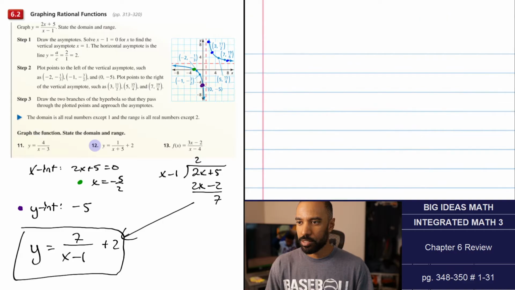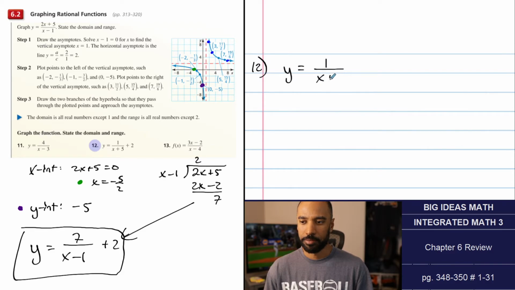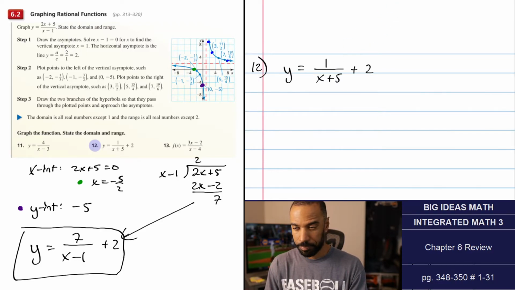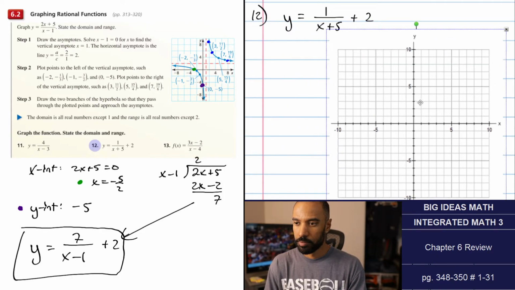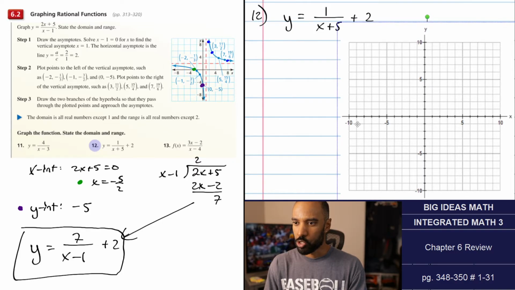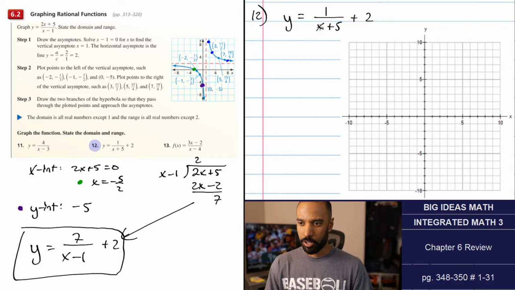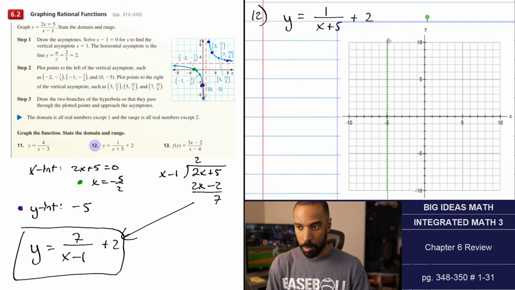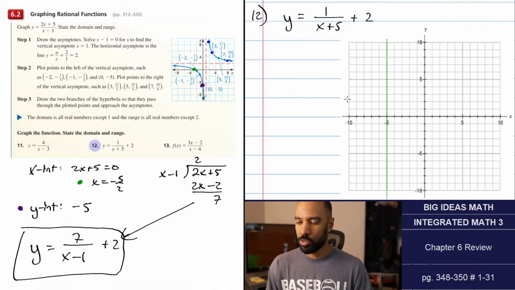Okay, number 12. Same appearance. Same kind of graphing form as number 11. Only now we have a horizontal asymptote that is not 0. So for this one, your vertical asymptote at x equals -5, given the x plus 5. -5 is what I'd substitute to get 0 for the denominator. Can't divide by 0 once again. Y equals 2 is the horizontal asymptote based off that k being 2.